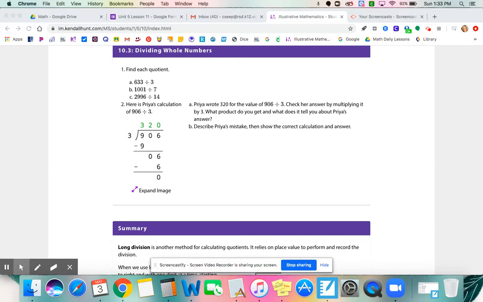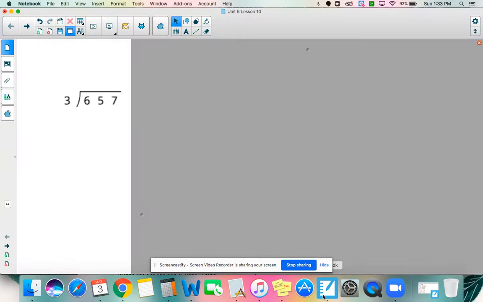Hello, everybody. We are going to move on to Unit 5, Lesson 10. This is a nice review lesson for long division. We're going to start with whole numbers, and then we're going to start to compare it with our base 10 blocks, like those hundreds squares and the tens rectangles, ones little squares.